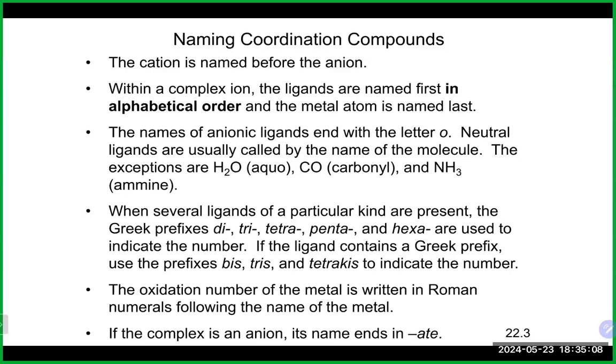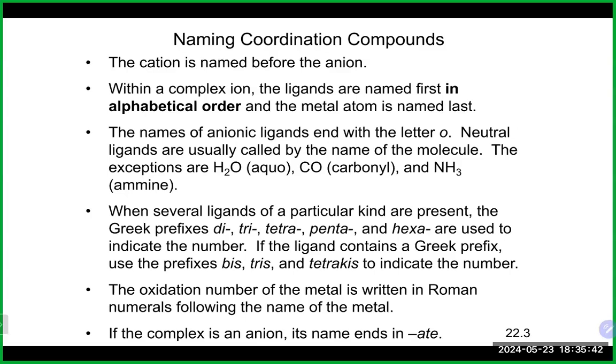Now, the names of negatively charged ligands will tend to end with the letter O. Neutral ligands are usually called by the name of the molecule. There are a number of exceptions. So water is sometimes called aqua, depending on your book. CO is carbonyl. NH3 is amine. And there's some other ones. We'll see some tables here in just a second as well. Now, if you happen to have several ligands of the same kind, we do use prefixes.